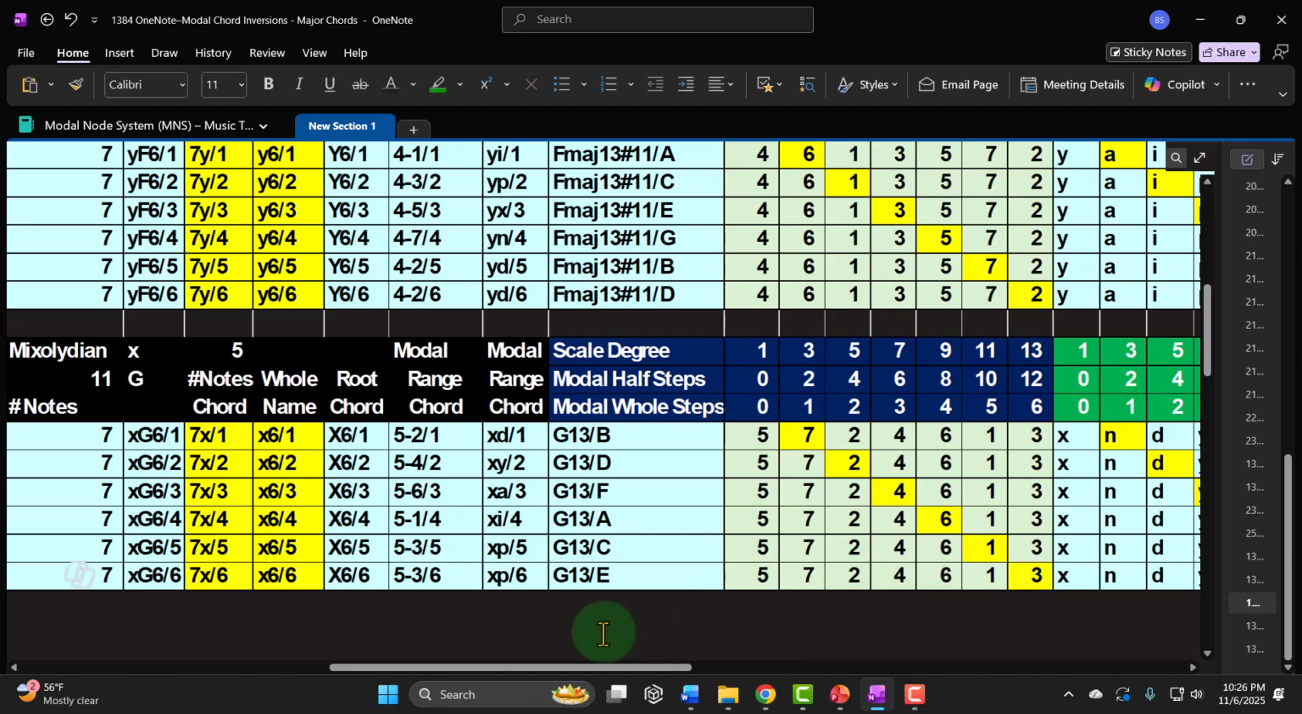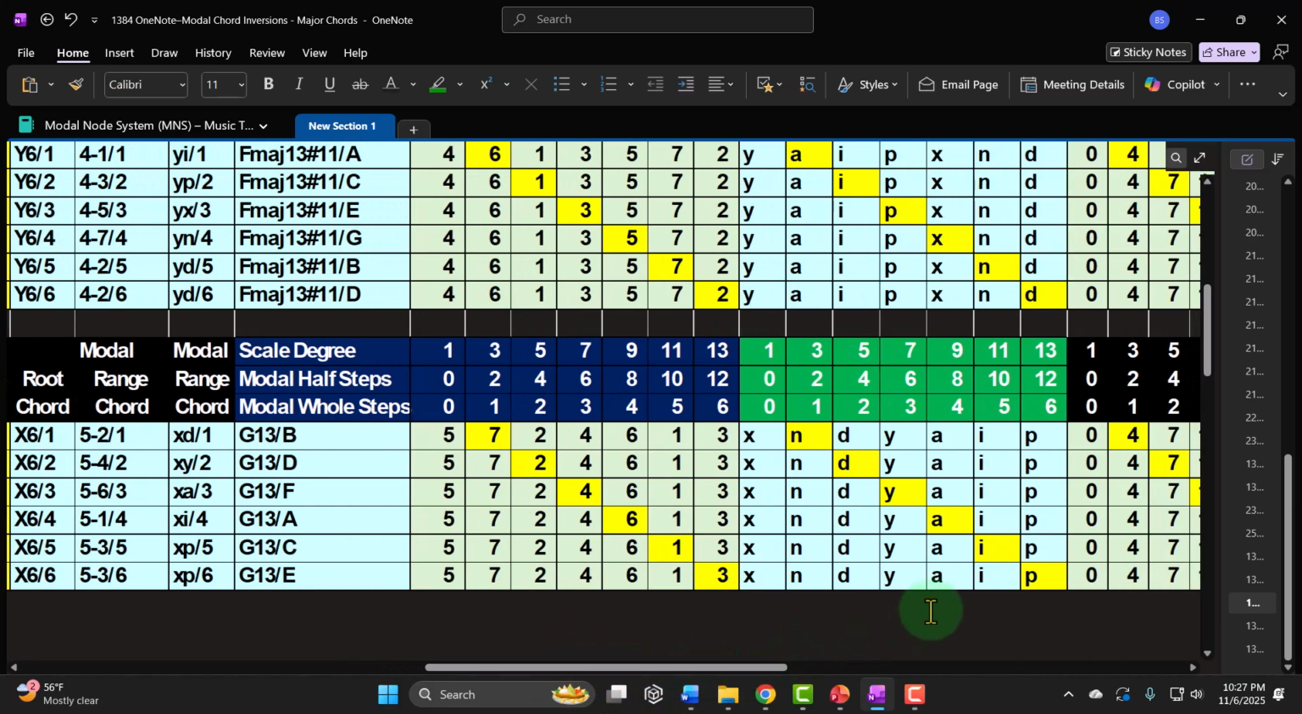Lastly, we have a sixth inversion, which would be a G13/E, which would better be a 7x/6 or x6/6 for 7-note Mixolydian 6th inversion or Mixolydian 6 modal whole step 6th inversion, meaning go 6 modal whole steps up from the tonic, which is nodal point number 5, or Mixolydian, which will land you on nodal point number 3, which is the Phrygian. So here's going to be the letters of the nodal points.